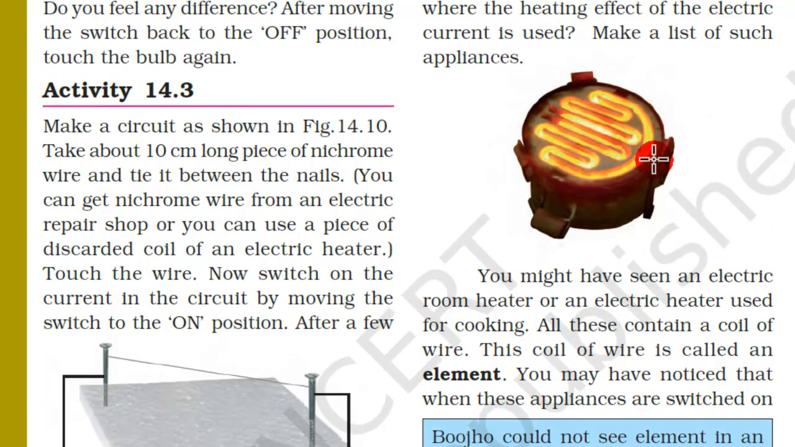When we see this heater, there is a coil of wire. This coil of wire is called the element, which is the heating part of this device. When a current is passed through this coil, it will heat up due to the heating effect of the electric current and will produce heat, and with the help of that heat we can cook our food or boil water and other things.